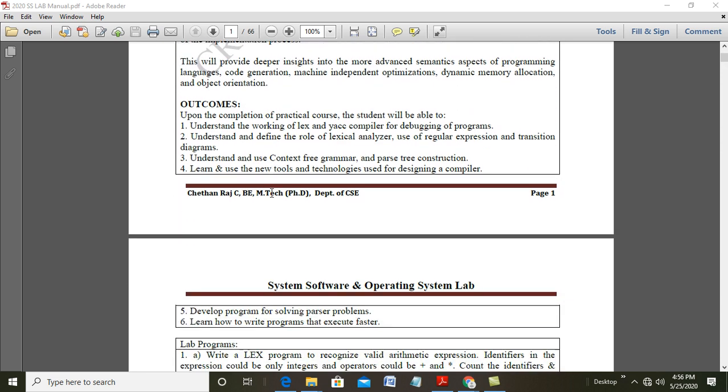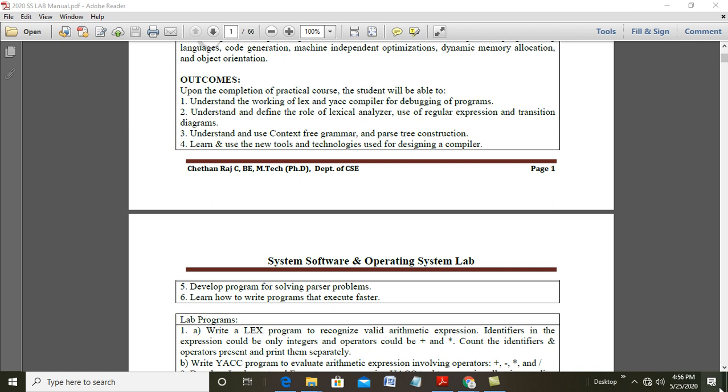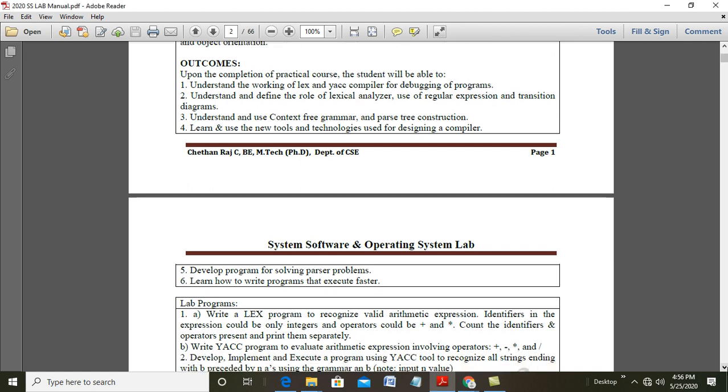What are the different outcomes that are available? The first outcome we can identify is the working of the lex and yacc compiler tools for debugging a program. If you take any program, debugging plays an important role, and compilation plays an important role. Out of that, how lex and yacc play an important role is an outcome. After completing the lab, all the students will come to know what exactly lex and yacc are. That is the first outcome of your lab.